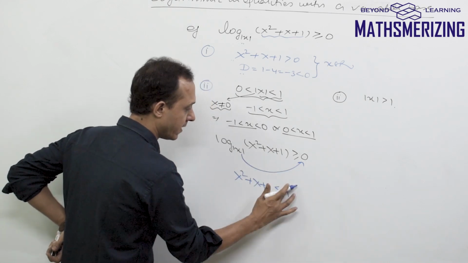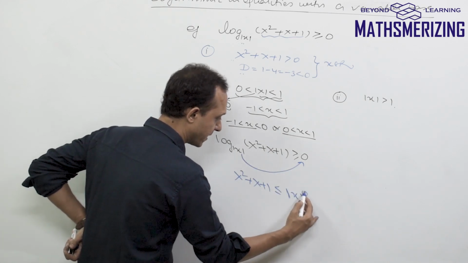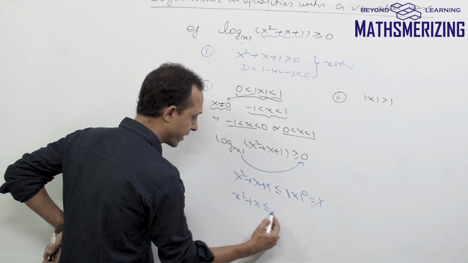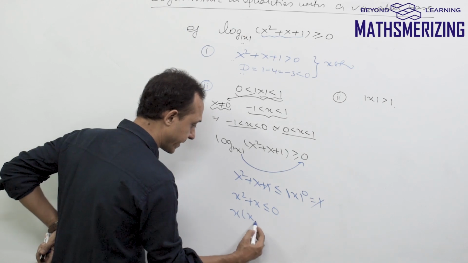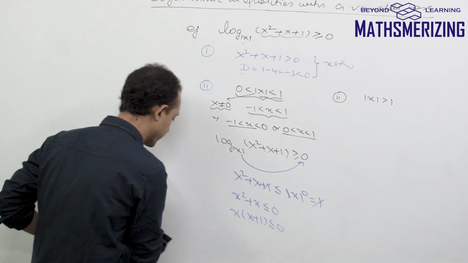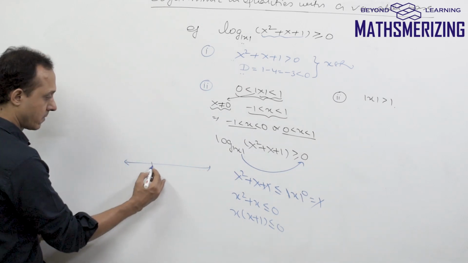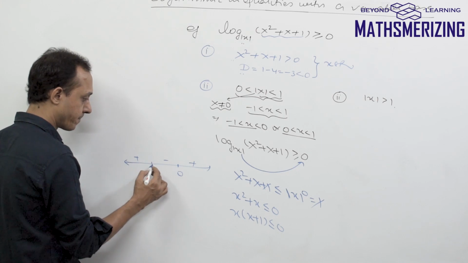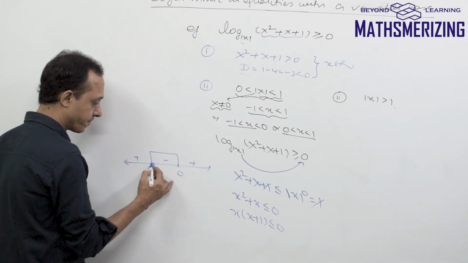So mod x to the power less than or equal to mod x to the power 0, which is 1. So 1 and 1 will cancel. I'll get x square plus x is less than or equal to 0. So this is x times x plus 1 less than or equal to 0. So the result will be minus 1 and 0. So this is plus, minus and plus. I need minus.